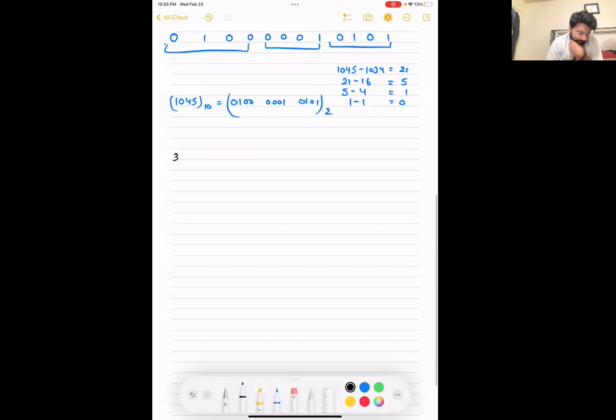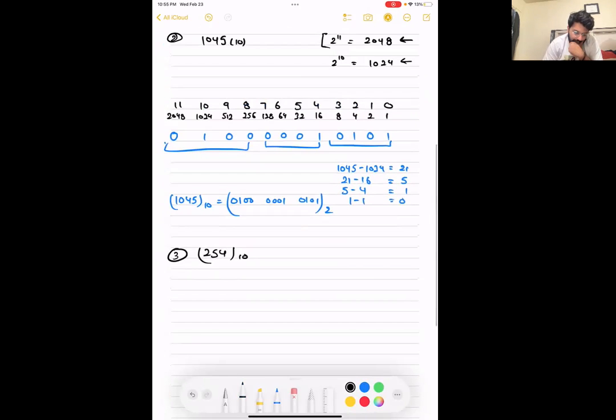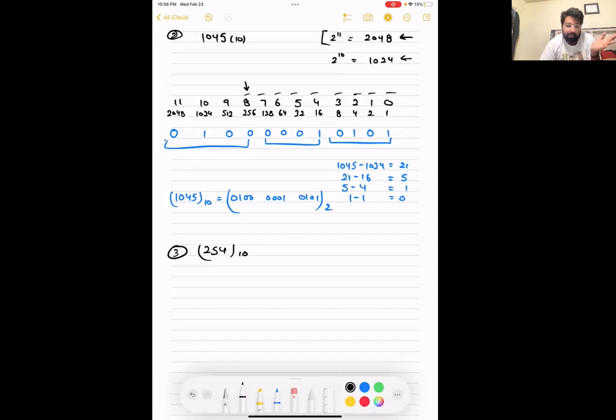Okay, the third problem is 254 in decimal. Okay, let's look back here. So we know here is 256. And if we use 9 bits of binary, because there are 9 numbers, right? 1, 2, 3, 4, 5, 6, 7, 8, 9, right? If we use 9 bits of binary number, that can express up to 256 in decimal. And ours is 254. So that means all we need are 9 bits.